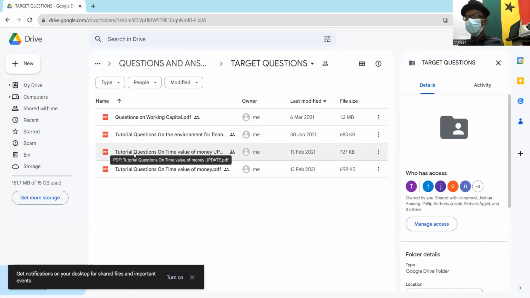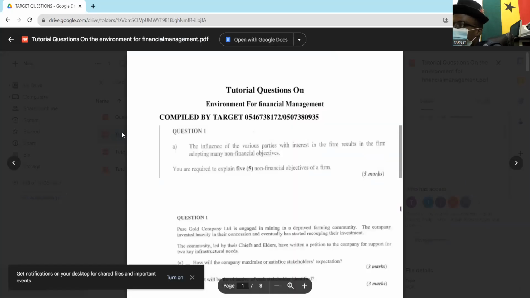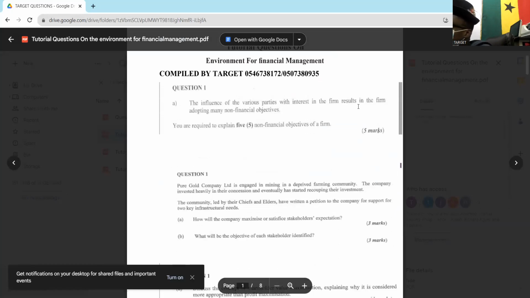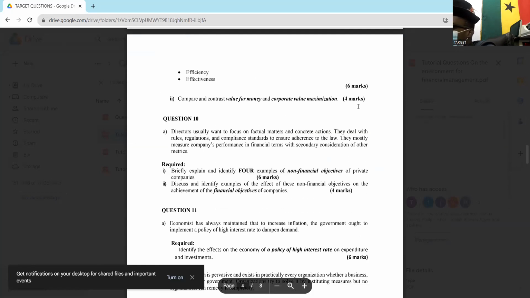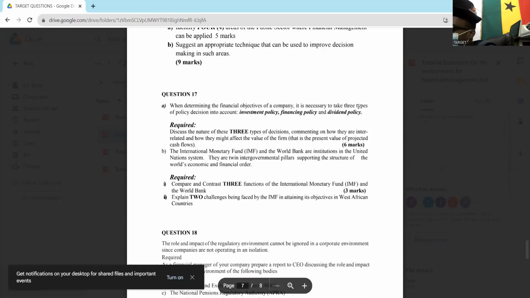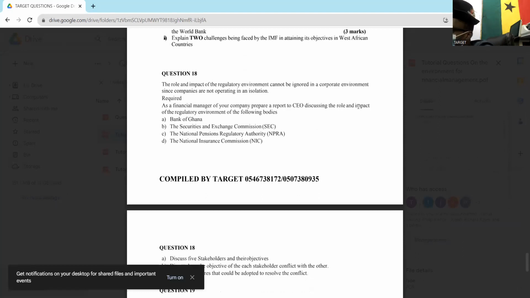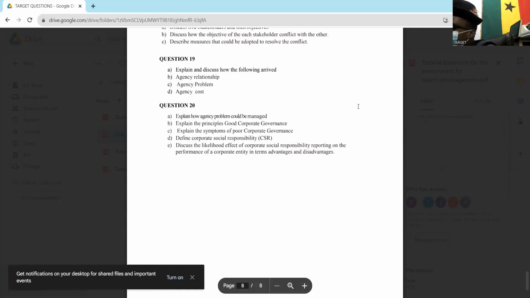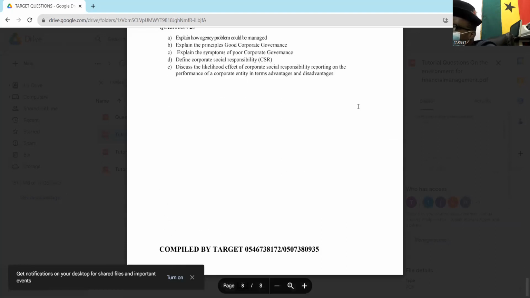So you saw that I dropped one of the questions on our page this evening. The question I dropped on the page was on tutorial questions on the environment, from which the last sitting's question came. There are more in here that I'll be dropping. So for materials for your pass, we do have them. There's no way the ICAG examiner will set questions on the environment outside this. I normally have question 1 to question 20. That is where your questions normally drop from. So take notice of that.